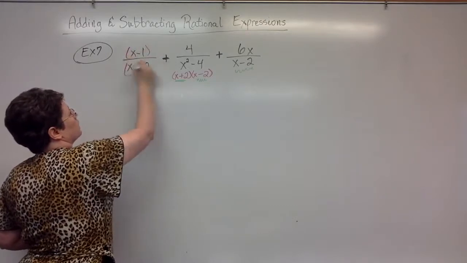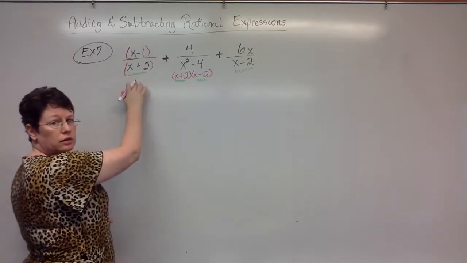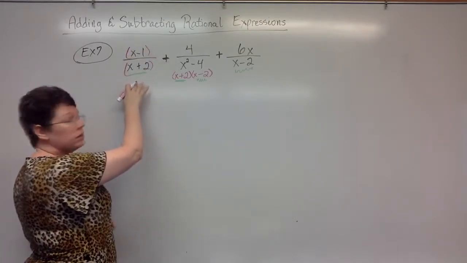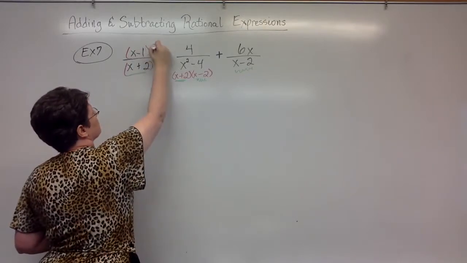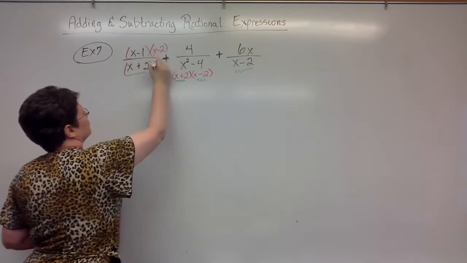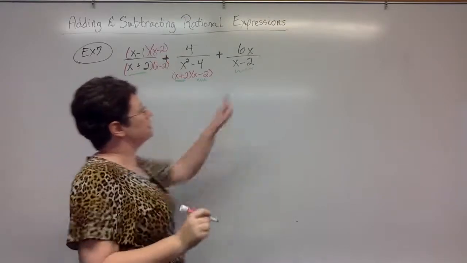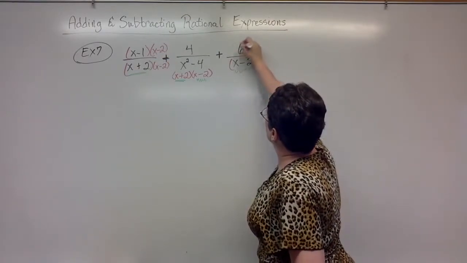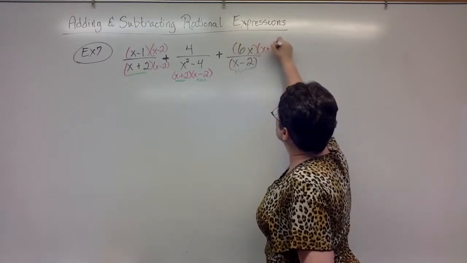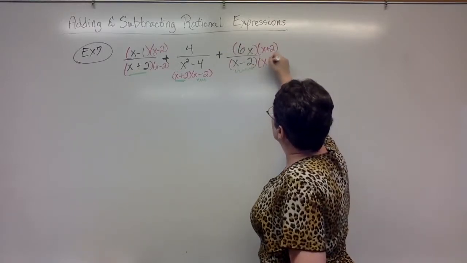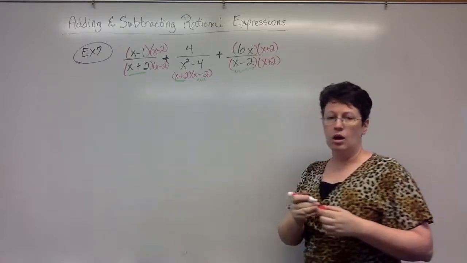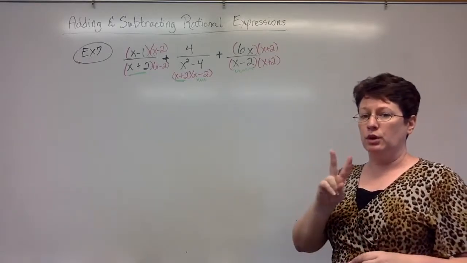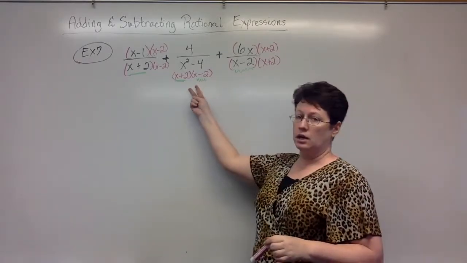So which factor is this fraction missing? Which cookie do they get? They get the x minus 2. Last fraction's missing a cookie. Which one does he get? Yep, x plus 2. Now all 3 of them have both cookies. X plus 2, x minus 2.